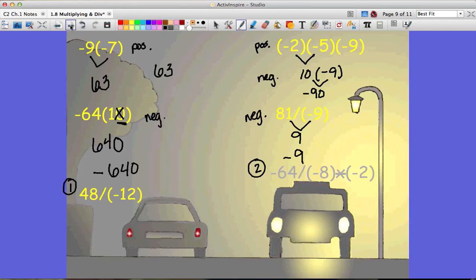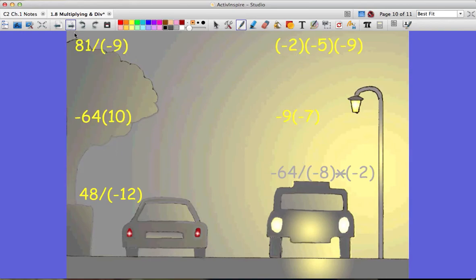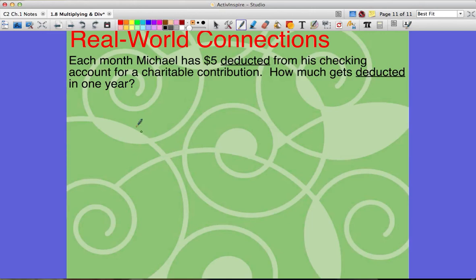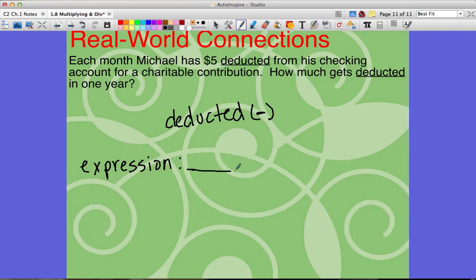But we're not done just yet. The other part of your lesson quiz is going to be this real-world connection. Each month, Michael has $5 deducted from his checking account for a charitable contribution. How much gets deducted in 1 year? So remember, deducted is a negative. The other thing I want you to do is set up your expression, and then find your answer. Both of these will also be a part of your lesson quiz.